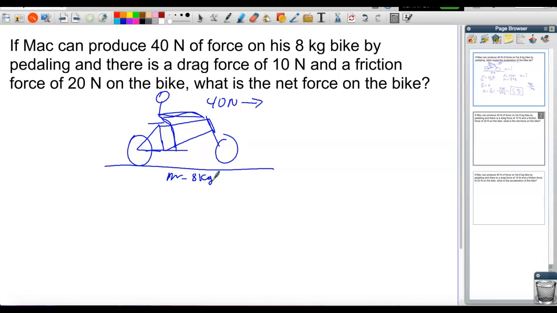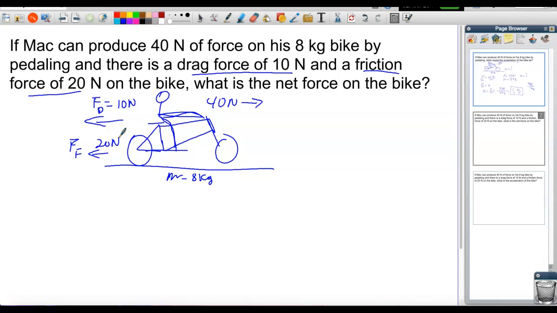And we have drag, so that means the force of drag is 10 newtons. And we have the friction force. Friction force of 20 newtons. So there's our picture. We've got stuff labeled.